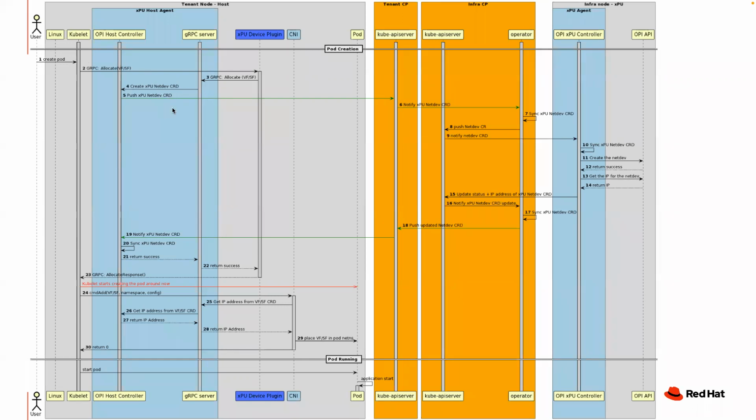So this CRD is not created by a person. This CRD is actually created by the host agent, and it gets enough information to create that CRD from the device plugin running on the node itself. So these are privileged daemon sets that are capable of retrieving enough information to reflect. Got it. Okay, that makes sense.